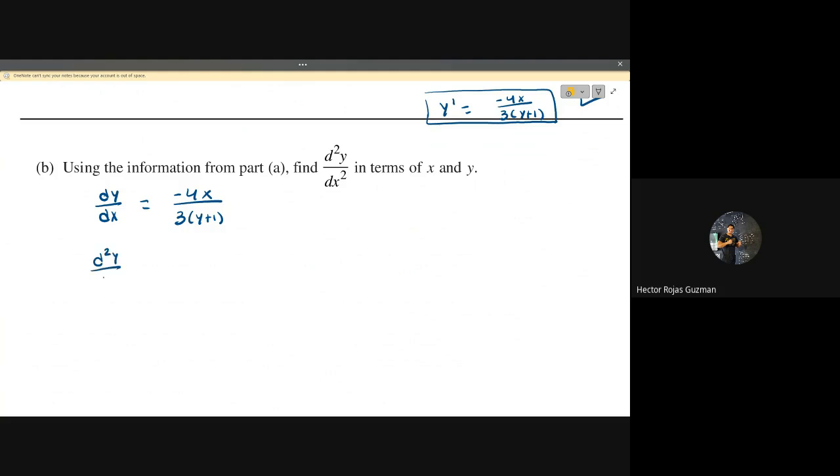So the second derivative is going to be the bottom. And you know what? Put it in parentheses or brackets. It's the bottom times the derivative of the top minus the top times the derivative of the bottom. The derivative of the bottom is just going to be 3y prime. All over the bottom squared.